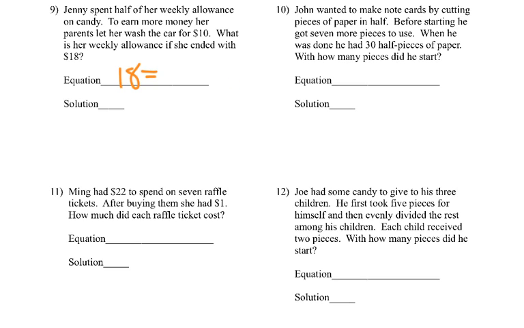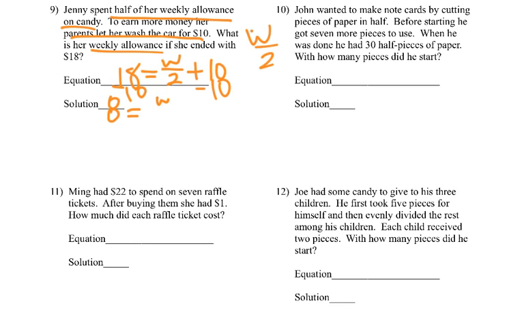So we know she had her total amount, her weekly allowance, we'll call it W. She spent half on candy, so she cut it in half. That's what she did first. Then she earned more money, so we add $10 to that. And we get 18 equals W divided by 2 plus 10. So we subtract 10 from both sides, giving us 8 equals W divided by 2, multiply by 2, and her weekly allowance was $16. Not too bad.